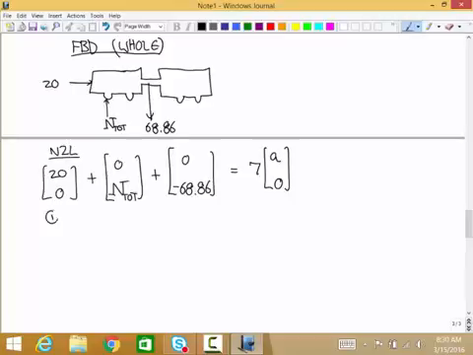So the first equation says 20 is equal to 7a. So a is equal to 20 divided by 7, which is 2.857. This is the acceleration vector. So this tells us that the acceleration vector, plug this value in here, is 2.857, 0.